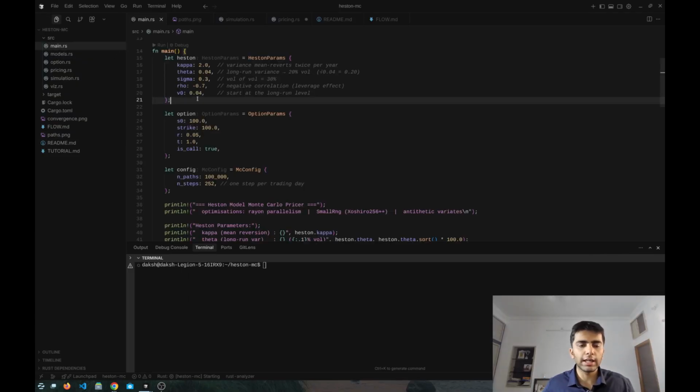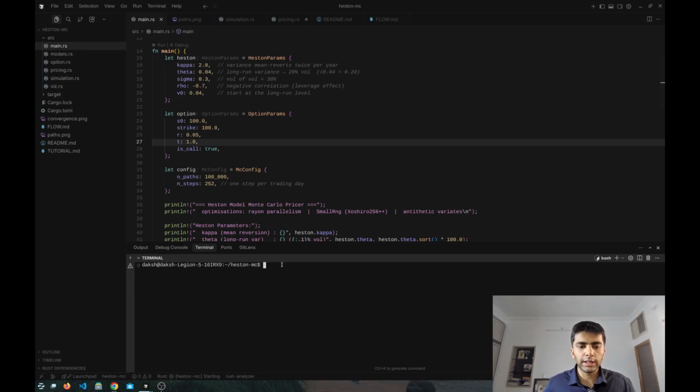So in the main.rs file, we have defined all the parameters, and here I have defined all the Heston parameters, the kappa, theta, sigma, etc. and their respective values. We are going to be assuming that all these values are calibrated values, and then here we are going to be defining the option parameters, basically the parameters of the option for which we want to get the expected Heston price. So this is the underlying asset's price, the strike price, and then the risk-free interest rate, time to expiry, and whether it's a call or a put.